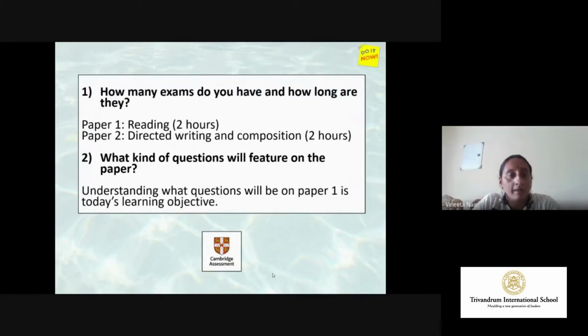So how many exams? There are two. Paper 1 is called reading, which is 2 hours. Paper 2 is called directed writing and composition, which is also 2 hours.